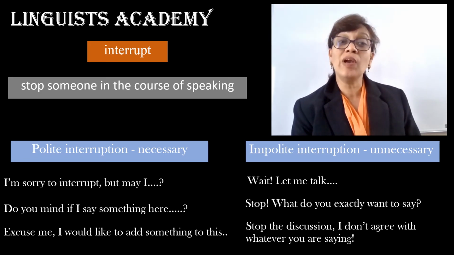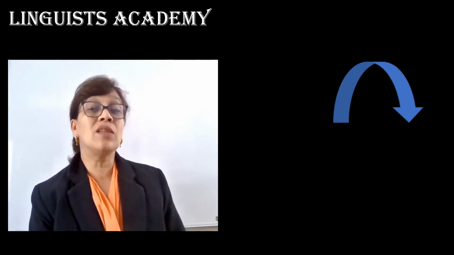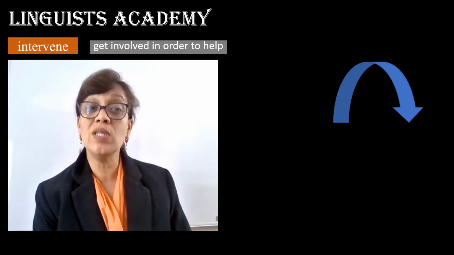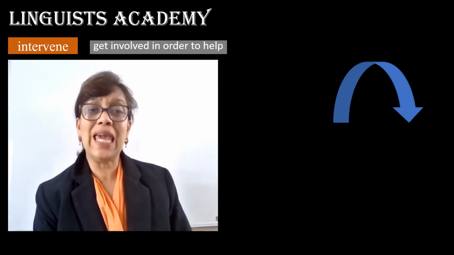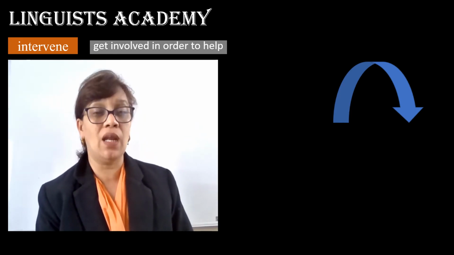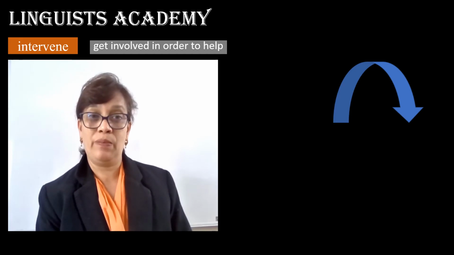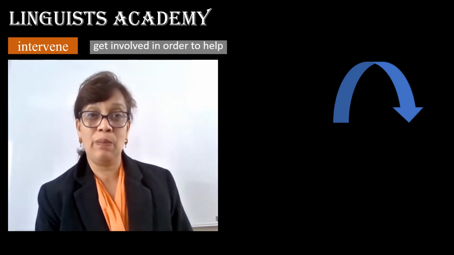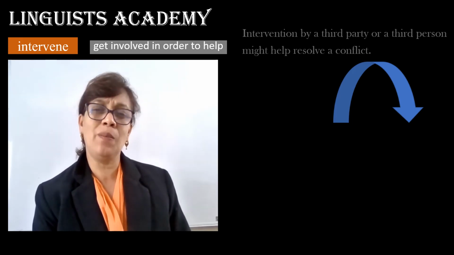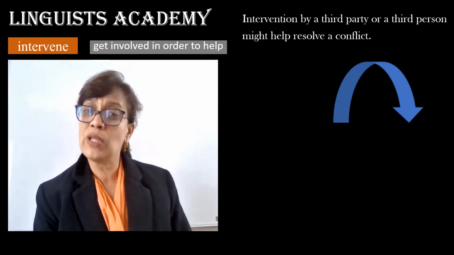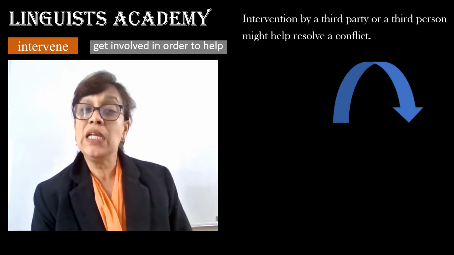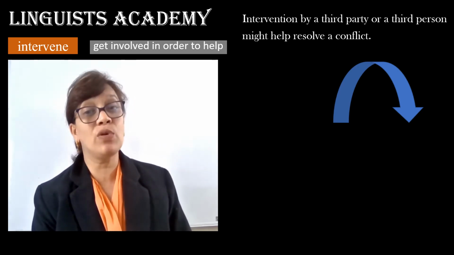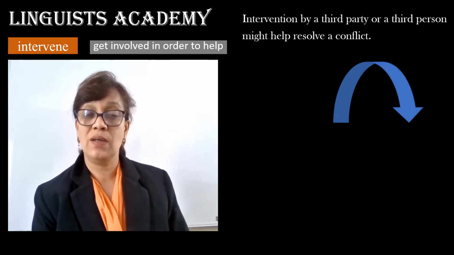Let's see the third word. And the third word is intervene. The word is intervene. Get involved in order to help. Now let's see a picture here. Okay. Before that, we'll see a sentence. Intervention by a third party or a third person might help resolve a conflict.